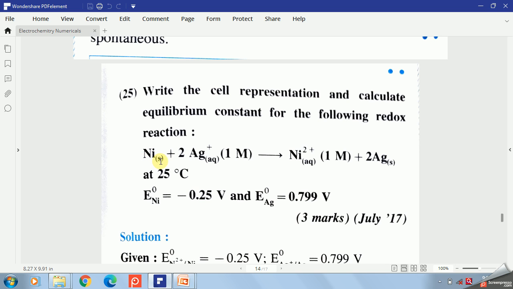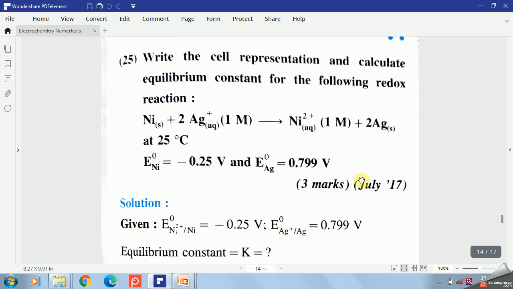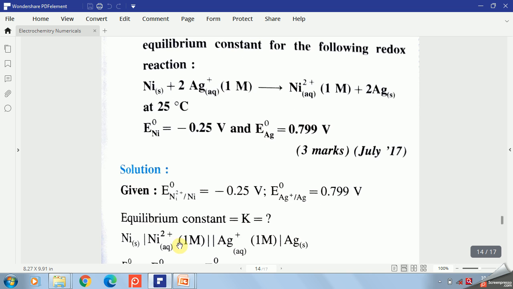So your cell representation is Ni solid, single vertical line, Ni2+ aqueous 1 molar, double vertical line, Ag+ aqueous 1 molar, single vertical line, Ag solid. Okay, so this is your cell representation. Now the SRP values of nickel and Ag are given.